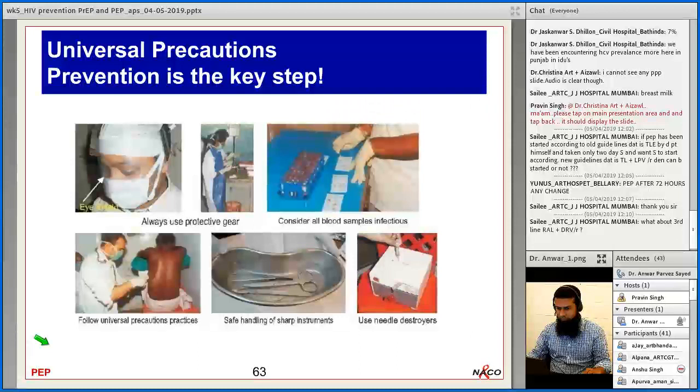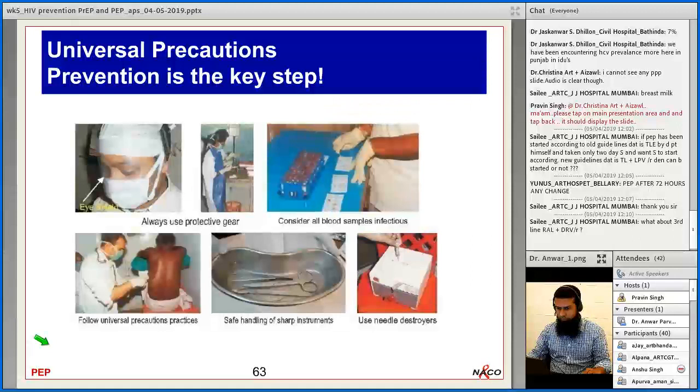Universal safety precautions should be used based on the risk of exposure and not based on the HIV positivity or negativity of the client, which is actually the practice sometimes. When people ask me, if you are working with HIV positives, don't you have a high risk of HIV, I've seen people using gloves, and thankfully not in our ART center, but at least in the hospitals you might have seen that if the person is HIV positive, then no one even touches those patients without gloves, and they do all that crazy stuff.